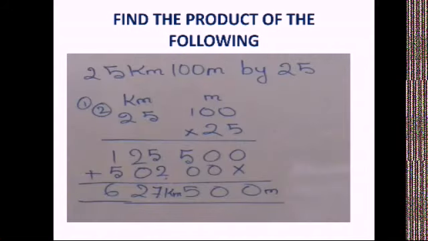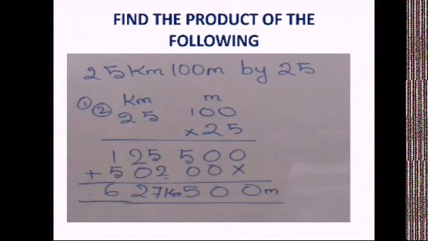Our first sum. Here, what we have to do, what is written: find the product of the following. So, what is the number? We have to find the product. Product means you have to multiply. Multiply 25 kilometer, 100 meter by 25. So, let's start. First, as we did in addition, you have to make two columns. One for kilometer, one for meter, since here kilometer and meter are given. So write 25 under kilometer as it is written, 25 kilometer, and 100 under meter.